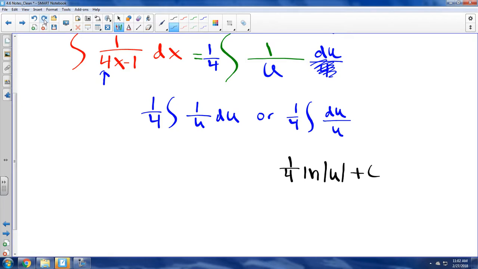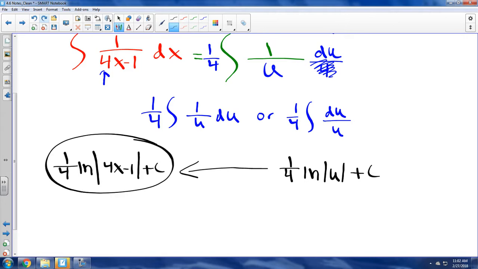So this is your answer, but of course we can't have an answer with a u in it. Our question was asked with x, so it's got to be 1/4 ln of the absolute value of 4x minus 1, plus c. Don't believe it? Take what's in the black circle and differentiate it. Just treat those absolute values as parentheses when you're doing it, and it should work out just fine. Okay?